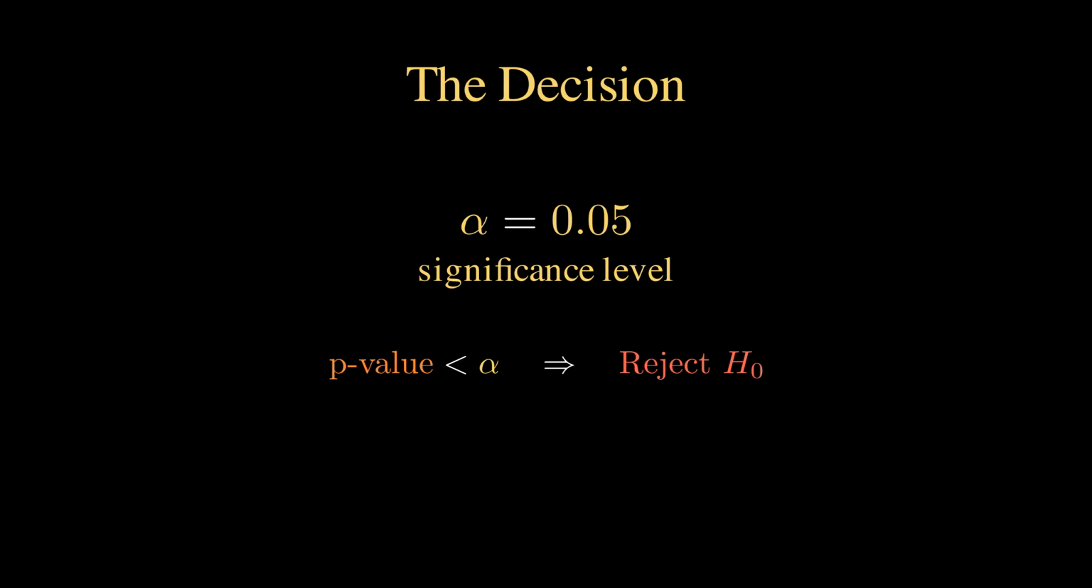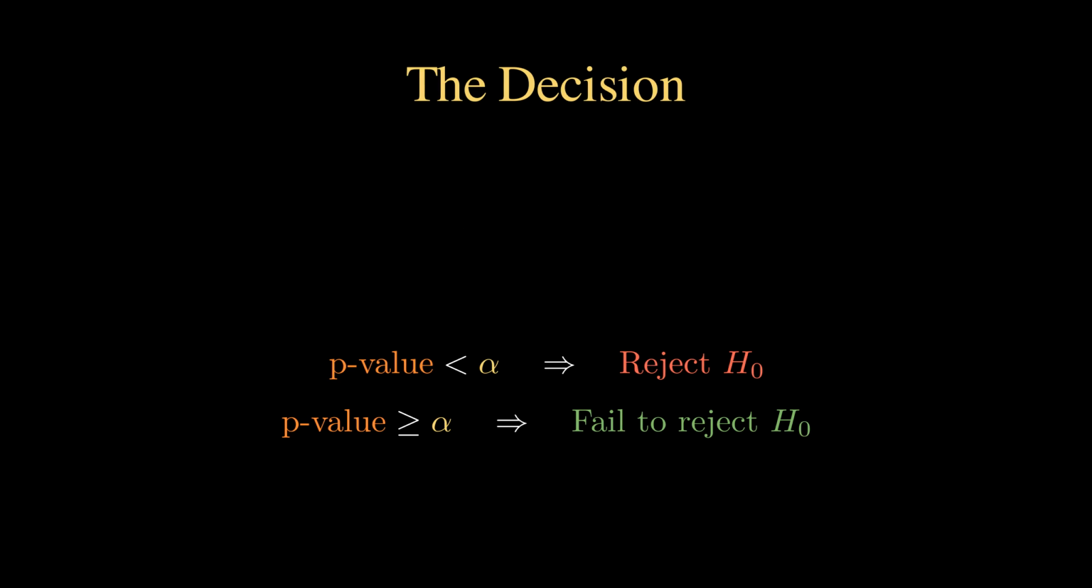We need a threshold, a line in the sand. That's alpha, the significance level, and the standard choice is 0.05. The rule is simple. If the p-value is less than alpha, we reject H0. If it's greater or equal, we fail to reject. Notice the careful wording. We never say accept H0. We just don't have enough evidence to throw it out. In our case, 0.072 is greater than 0.05, so we fail to reject. The data is a bit suspicious, but not suspicious enough.